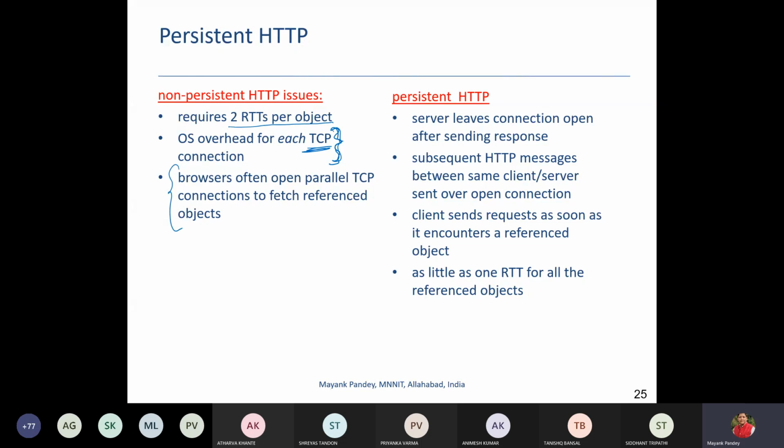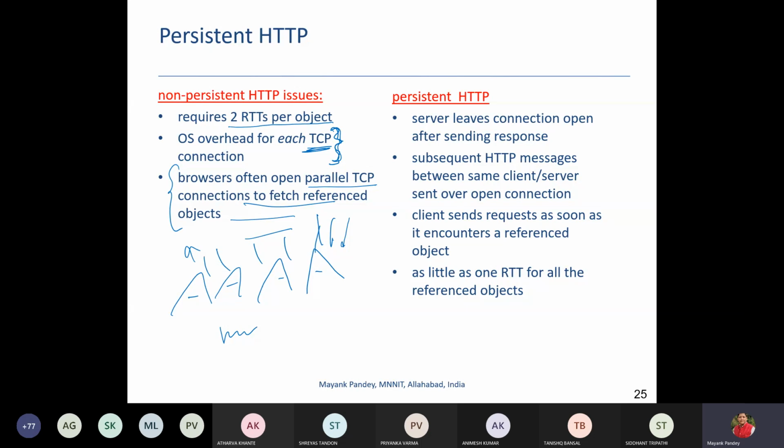some software like Download Accelerator Plus, which can be plugged into our browser so that we can open parallel TCP connections which work in parallel to fetch referenced objects in a fast manner. If we have a multi-core or multi-processor architecture, the browser can open different threads to have parallel TCP connections to download the different objects a bit earlier.